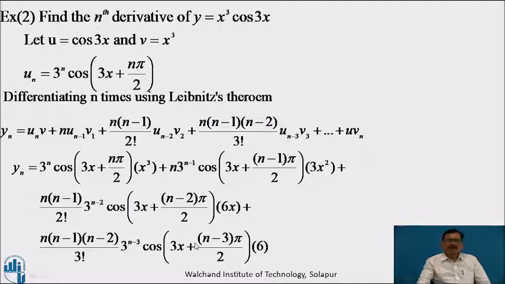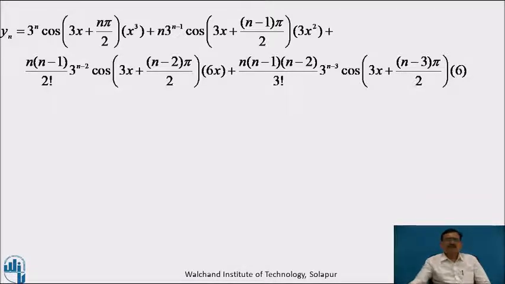Now further you can simplify here, that is 3 raised to n cos of 3x plus n pi by 2 into x cube, plus n into 3 raised to n minus 1 into cos of 3x plus n minus 1 pi by 2 into 3x square, plus n into n minus 1 by 2 factorial into 3 raised to n minus 2 cos of 3x plus n minus 2 pi by 2 into 6x, plus n into n minus 1 into n minus 2 by 3 factorial into 3 raised to n minus 3 cos of 3x plus n minus 3 pi by 2 into 6.